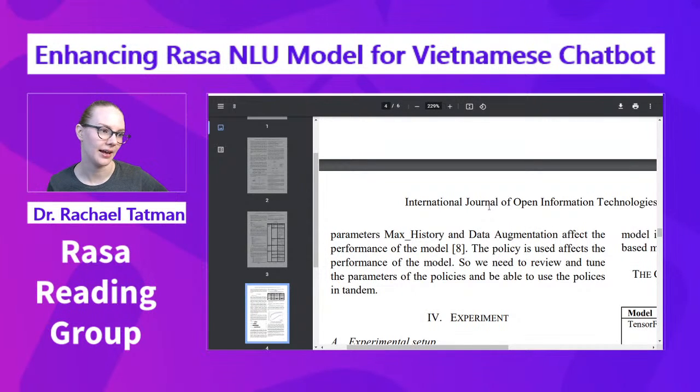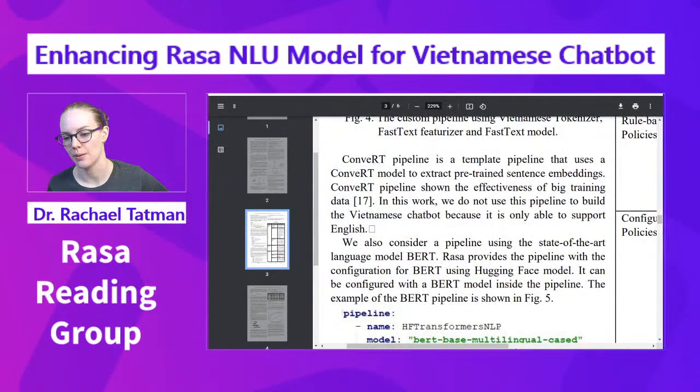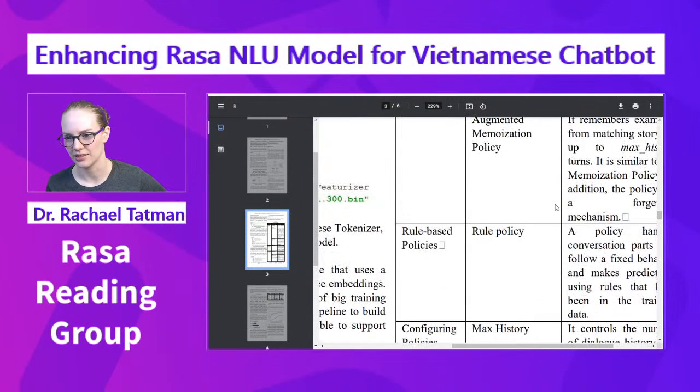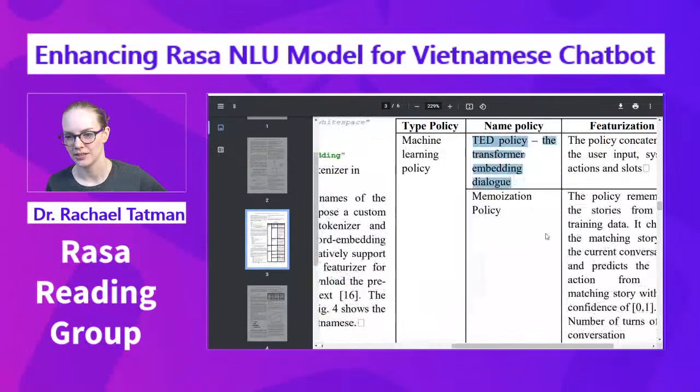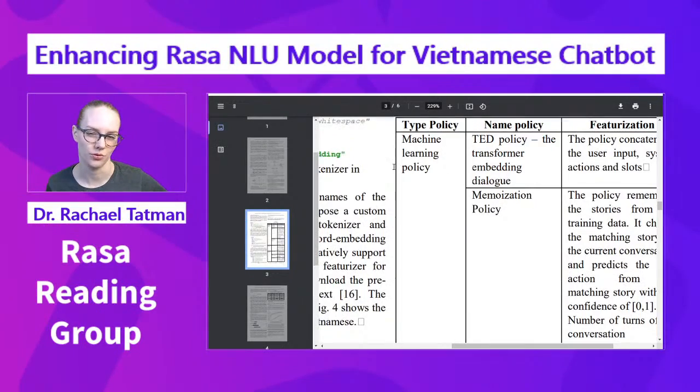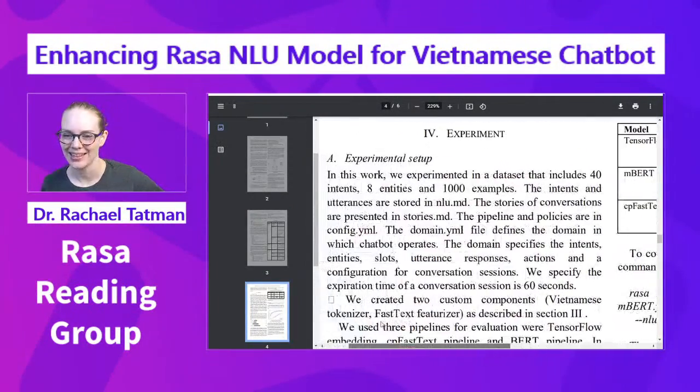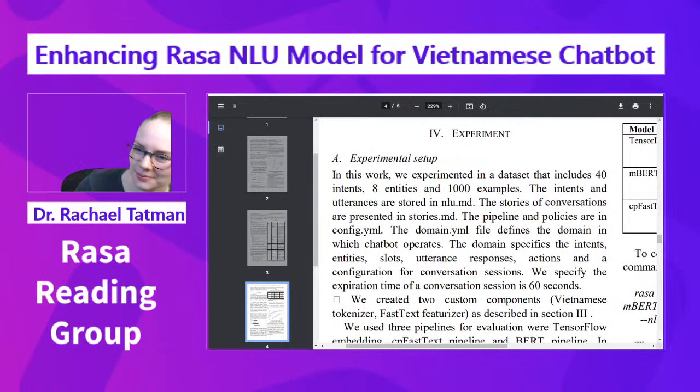They'll all provide a confidence value. Usually the memoization policy, when it applies, is extremely confident because it is basically a type of rule. Whereas the TED policy is usually a little bit less confident, but is able to handle more new things. I don't know, hopefully that makes sense. Let's get into these experiments.